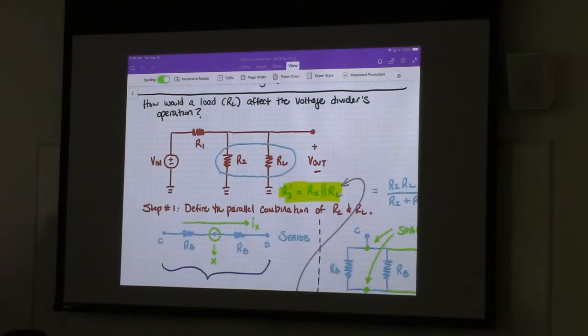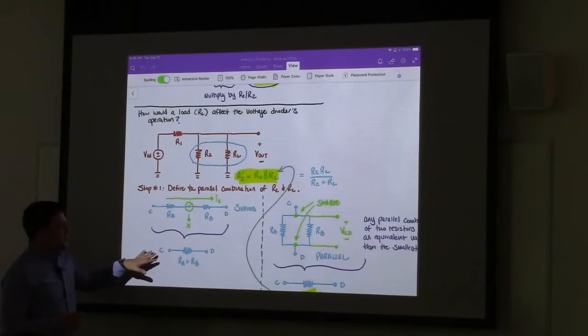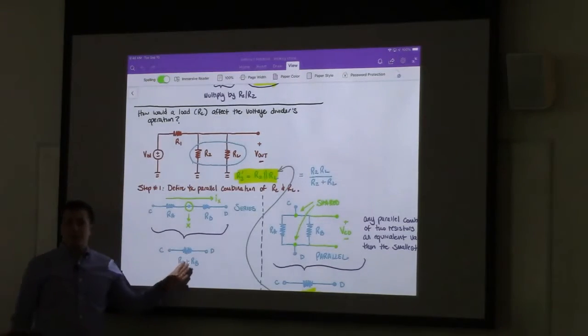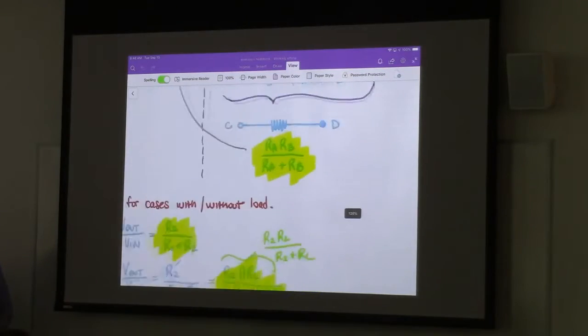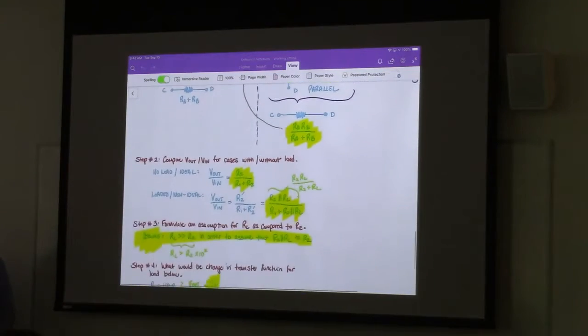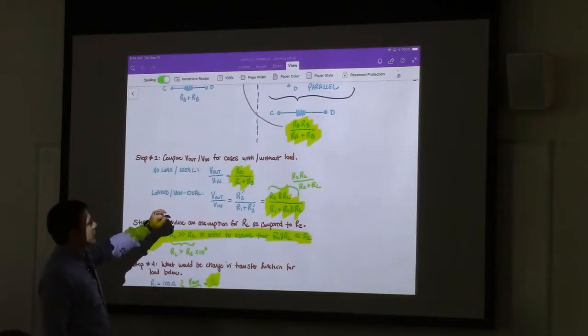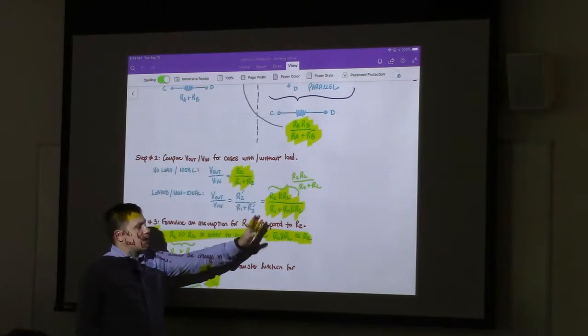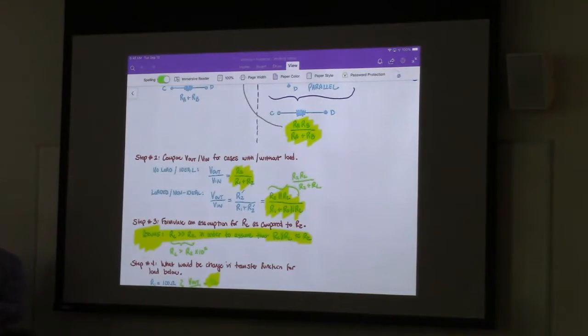When we take a look at what happens when we add the load, the easiest way to do that is to simply redefine our R2 as R2 prime, where R2 prime is the parallel combination of R2 and RL. And then I spent a second talking about series and parallel combinations of resistors. For a parallel combination, we use this expression here. So for the non-ideal or loaded voltage divider, we end up with a different expression. As you would expect, the load has an effect on the way the voltage divider works.